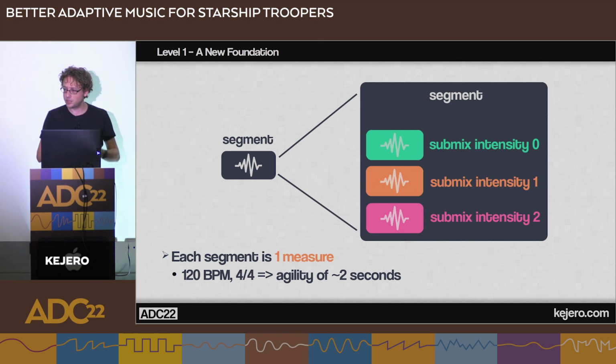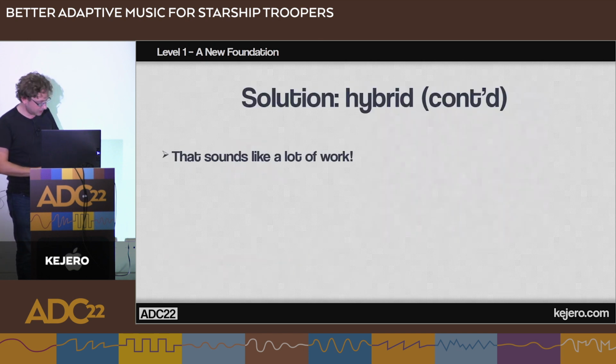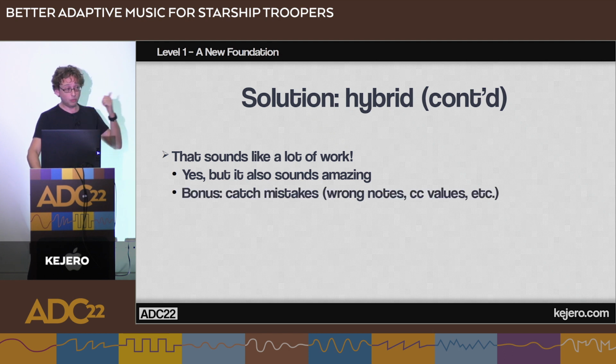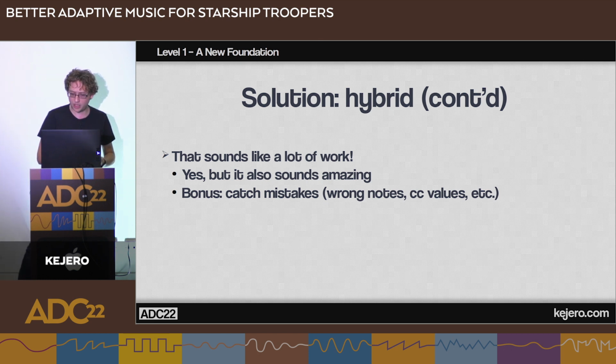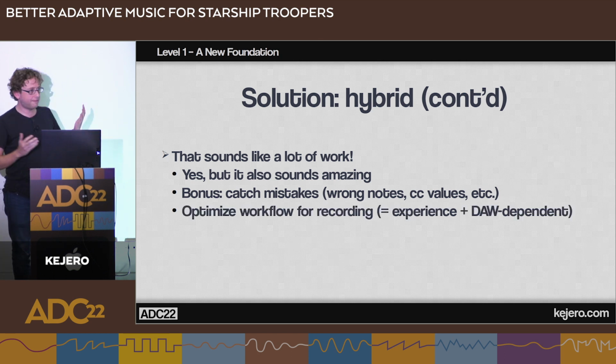With a regular piece of music, that gives me an agility of about 2 seconds, right? A measure lasts about 2 seconds. You might think that sounds like a lot of work, and it is. There's a little bonus. While you're recording all these little segments, you will catch little mistakes. These always happen when you're working on a dense soundtrack like that. So that's a nice little bonus. But yeah, this is by far the most time-consuming part of the entire process.